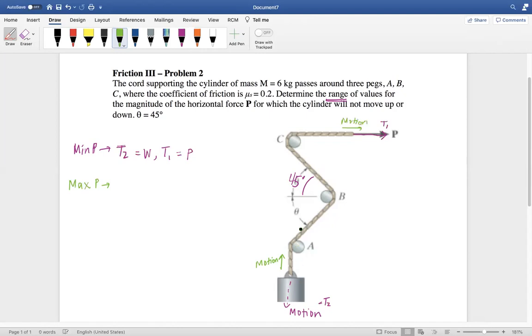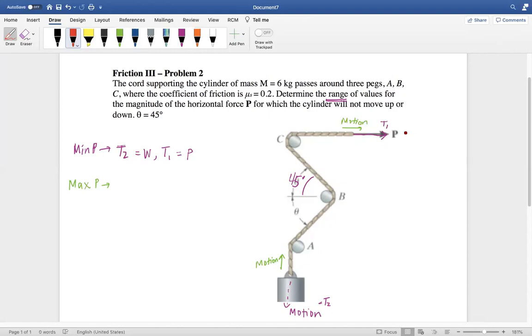Because if this goes up, since it's all in one cable, it has to move together. Right? Does that make sense? Okay, so if that's the motion, we know that, so basically, how about we do it this way?